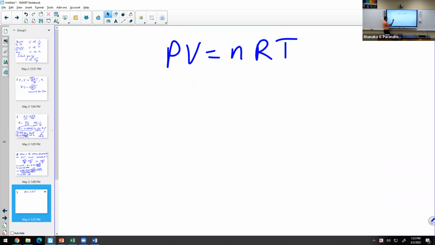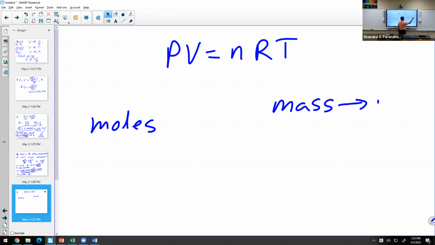So what is n? Moles. Okay, so how do we find moles from mass? How do we convert mass of a compound into moles of a compound? True, but what do we need? The molar mass of the compound.